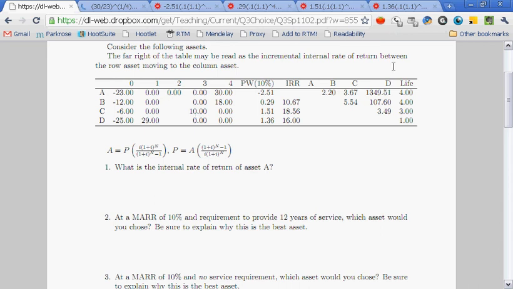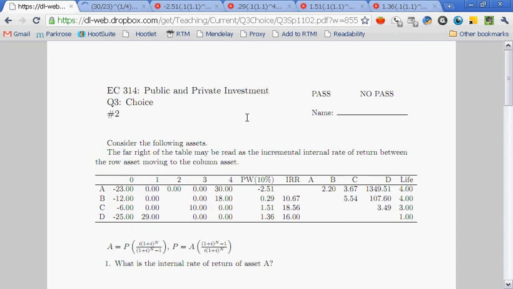And that should be a little explanation for question 3 choice number 2 for spring term 2011.